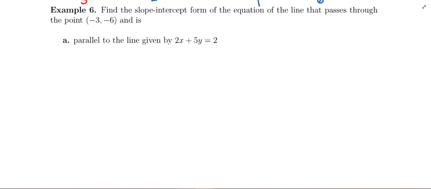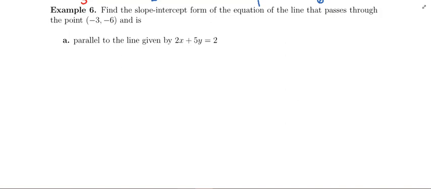Example 6: find the slope-intercept form of the equation of the line that passes through the point (-3, -6) and is, in part A, parallel to the line given by 2x + 5y = 2. Okay, read the directions again. There's a lot going on in this problem. We are trying to find the slope-intercept form of the equation of a line, so the answer is going to be in y = mx + b form.